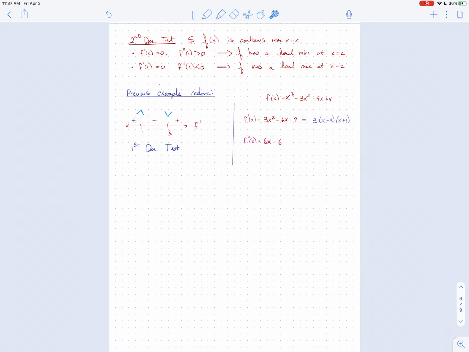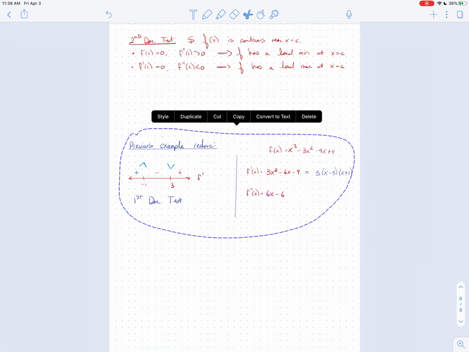So here's the setup. Suppose f is continuous near a certain point, so you just need to be continuous around it on some little interval. If f prime of c is 0, so the derivative exists at c and is 0, and f double prime is positive there, that means you're concave up, then f has a local min at x equals c. If f prime of c is 0 and the second derivative is negative, this means you're concave down, then f has a local max at x equals c.